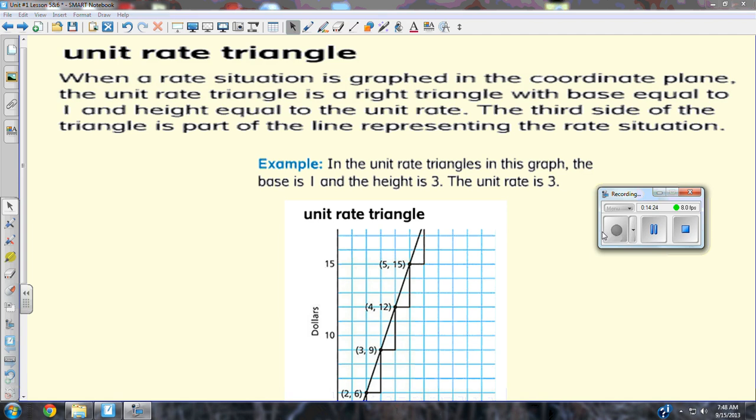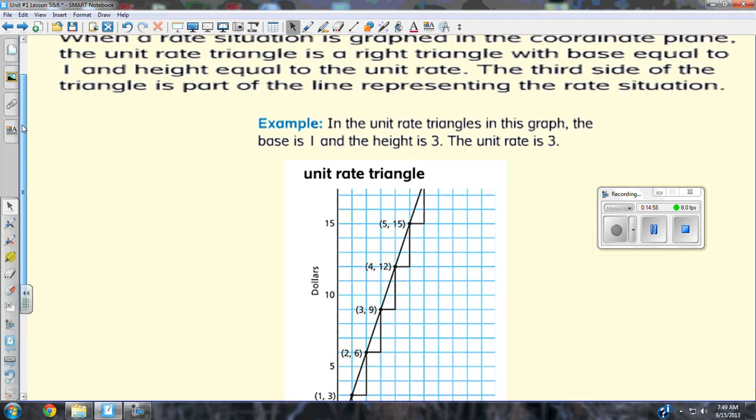And then unit rate triangle. You do not have to copy this definition down, but I am going to ask that you write the example. But it says when a rate situation is graphed in the coordinate plane, and that's what we're going to be doing, the unit rate triangle is a right triangle with base equal to 1 and height equal to the unit rate. The third side of the triangle is part of the line representing the rate situation. All right, so let's just look at the example because that's going to make more sense.